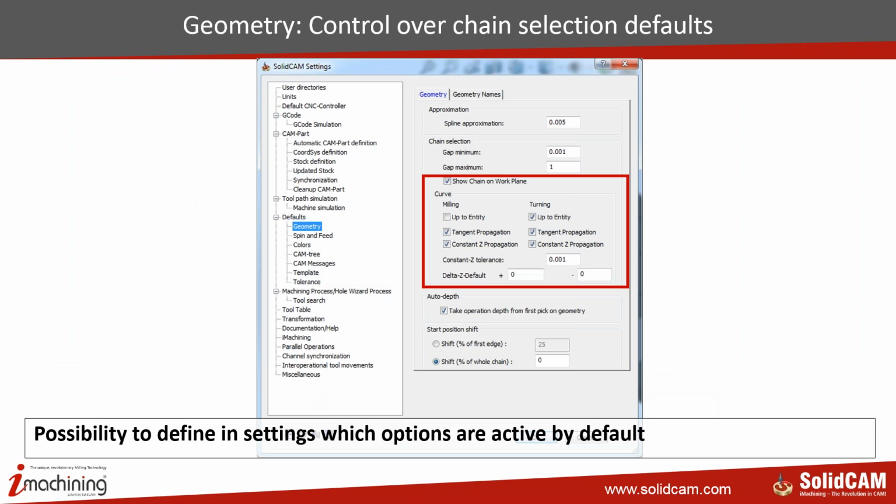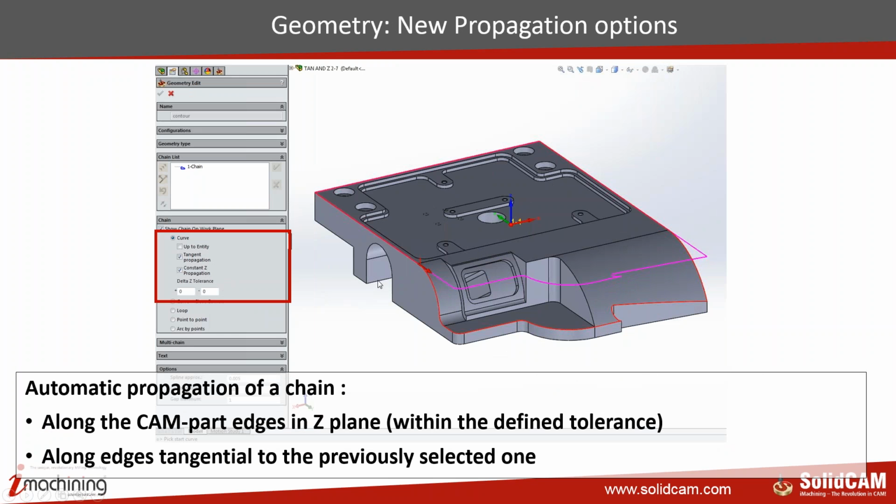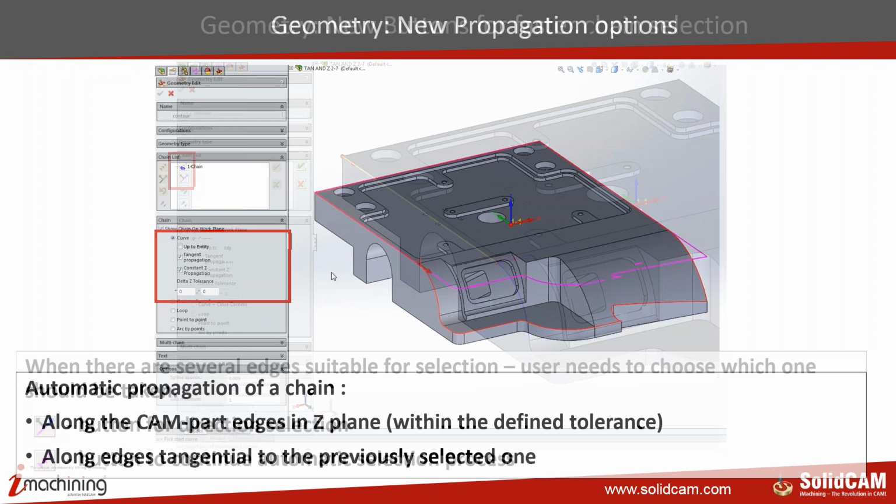Now, one other thing we've done is our default in the way our chain geometry starts: our default is with curve as tangent propagation checked and constant Z propagation checked. However, in our settings, you can actually decide how you want your default to show.